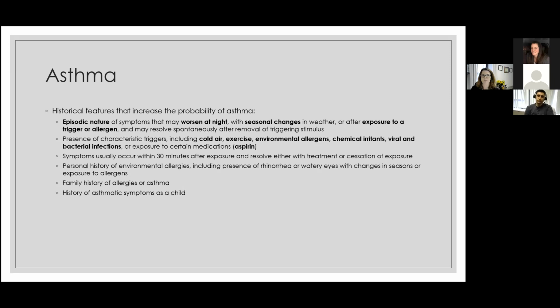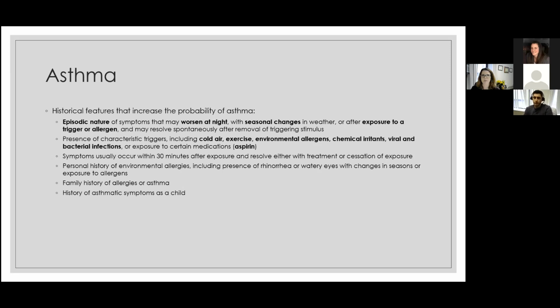So there are historical features that increase the probability of asthma. The episodic nature of these symptoms. Sometimes they tend to worsen at night. Sometimes they're exacerbated with changes in the weather. And sometimes after exposure to a specific trigger or allergen. And sometimes they may just resolve spontaneously, usually after removal of a triggering stimulus. That's one of the key characteristics that can, in the right clinical setting, help support the diagnosis of asthma.